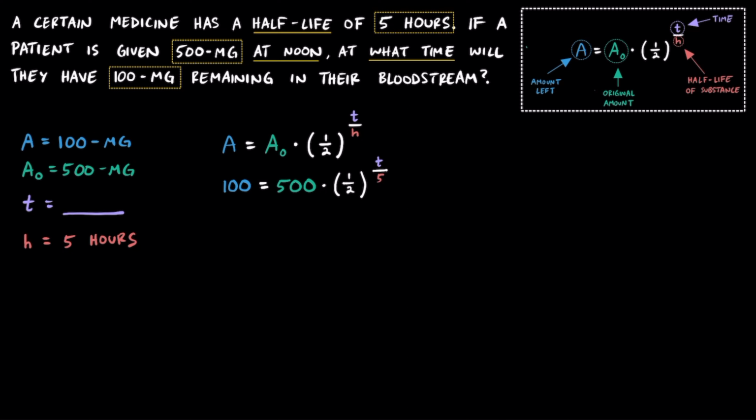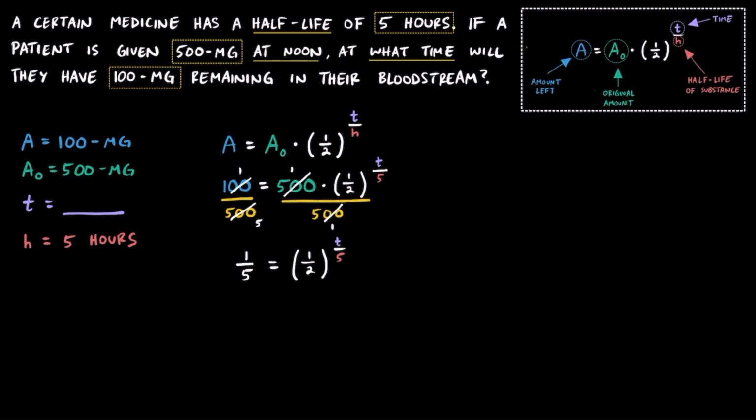Since we're solving for T, let's try to get rid of as many things from the same side as T as possible. To begin doing that, let's divide both sides by 500. These 500s will cancel out on the right side, and on the left side we'll be left with 1 over 5. Rewriting this, we have 1/5 is equal to 1/2 raised to the T over 5 power.